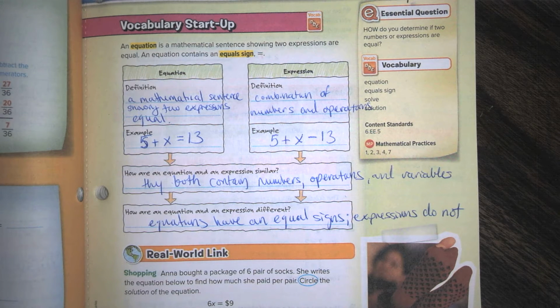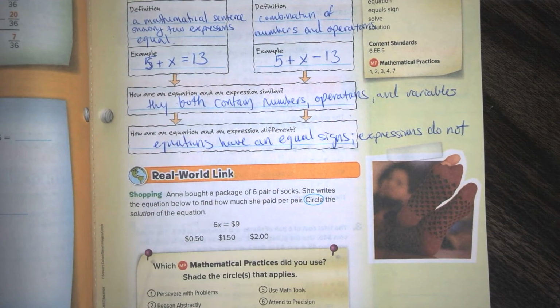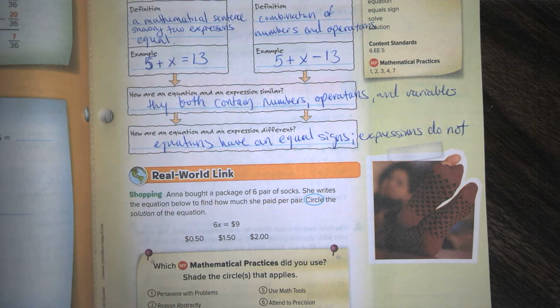$3. Well, that's not an option, because remember, if it's 6x, what does 6x mean? What are we talking about? What operation? $1.50. Okay, how did you figure that out? Okay, she did division.